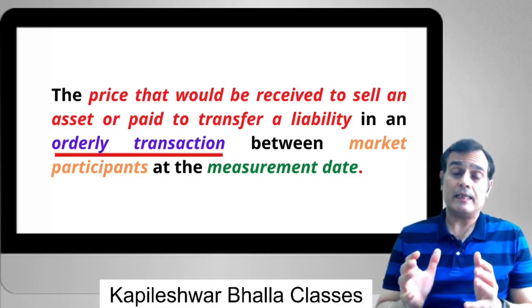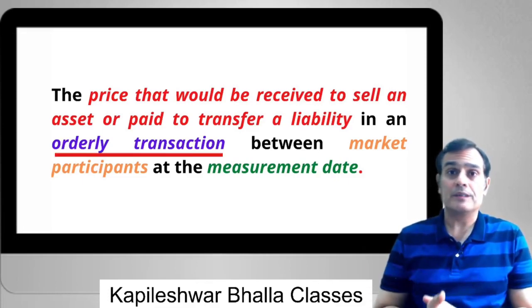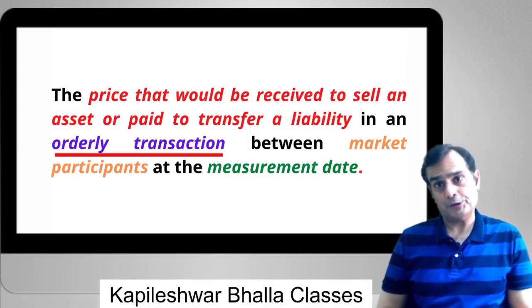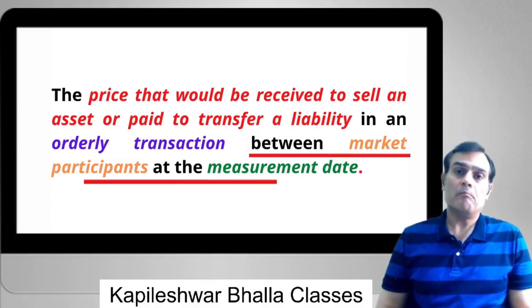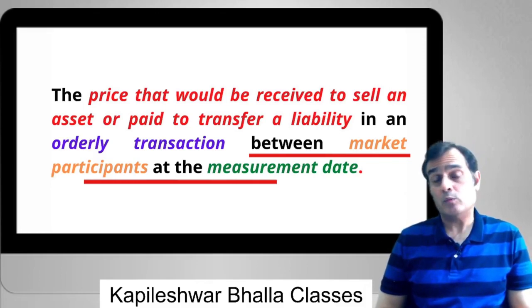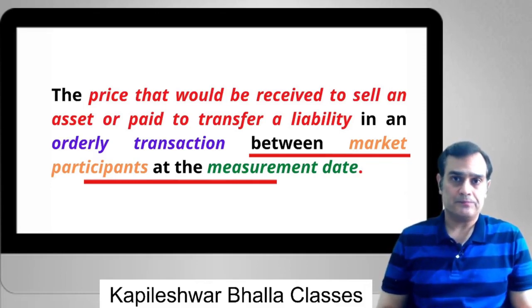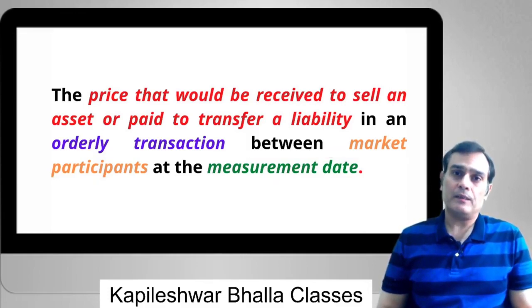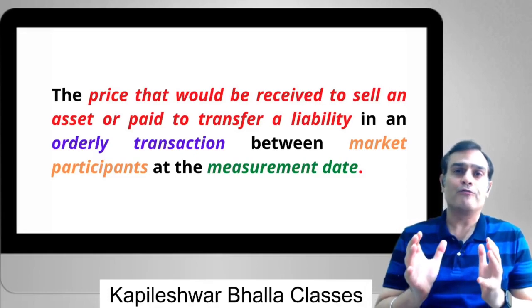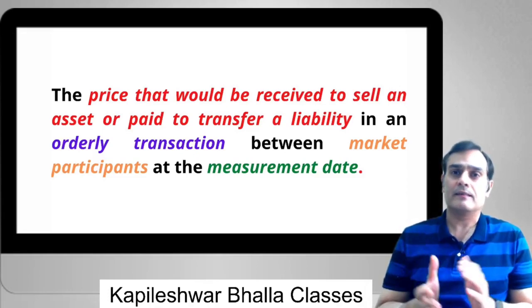Then it says in an orderly transaction. So we need to understand what is an orderly transaction. And between market participants, so we need to understand what market participants are, and then it says at the measurement date. So frankly speaking, when I look at the definition at this stage, I see a total of 4 focus points in the definition.